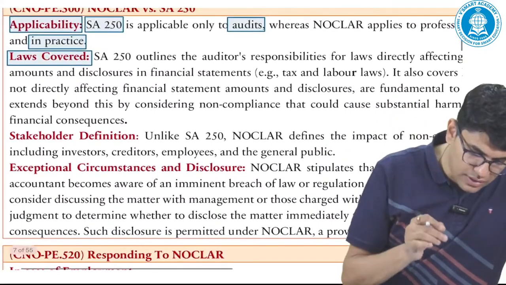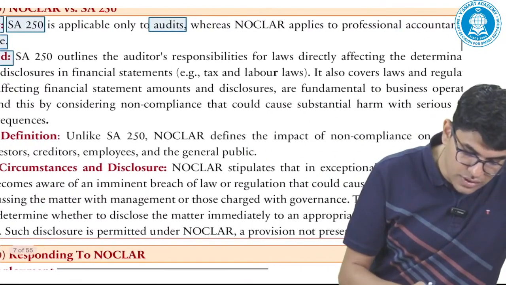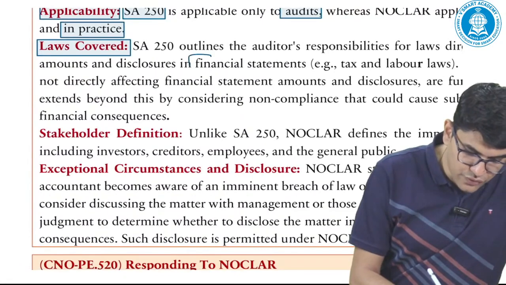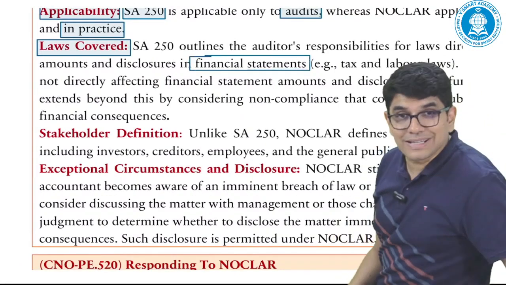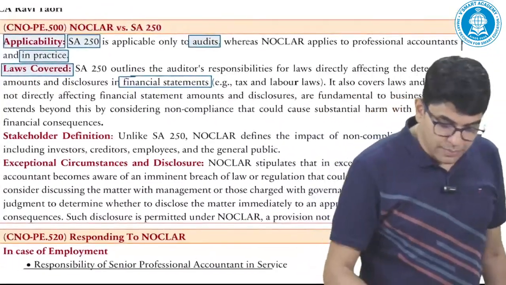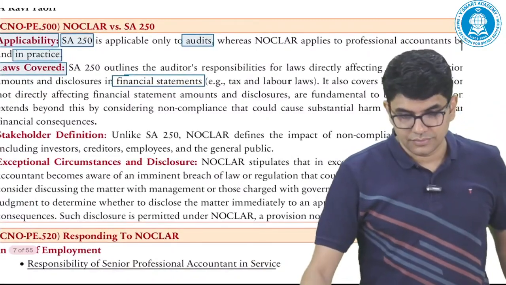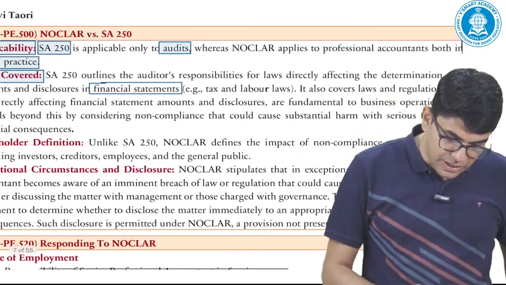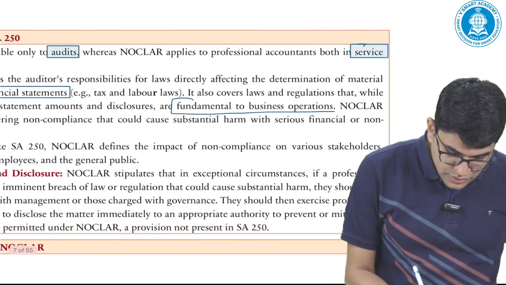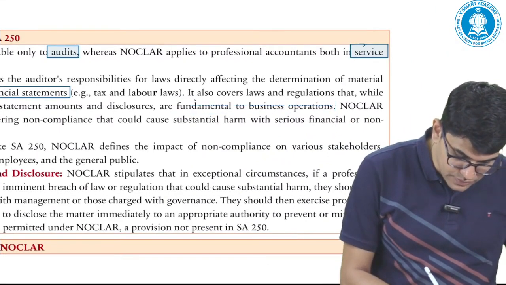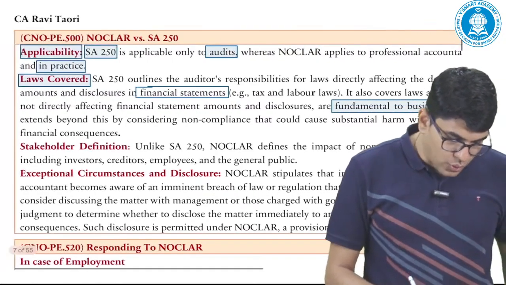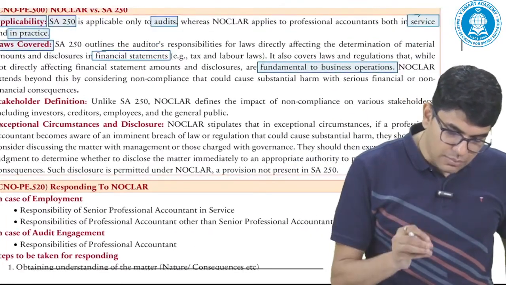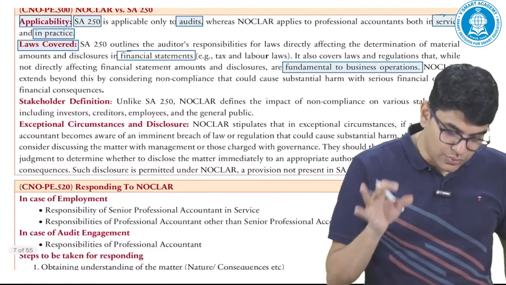SA 250 outlines auditor's responsibility for laws directly affecting the determination of material amounts and disclosure in financial statement. So it is focusing on laws which are having direct material impact on financial statement, tax laws, labor laws, and so on. It also covers laws and regulations that are not directly affecting financial statement but are fundamental to business operations. That's what I said, continuity of business operations. Very important for business. NOCLAR extends beyond this by considering non-compliance that could cause substantial harm with serious financial or non-financial consequences.